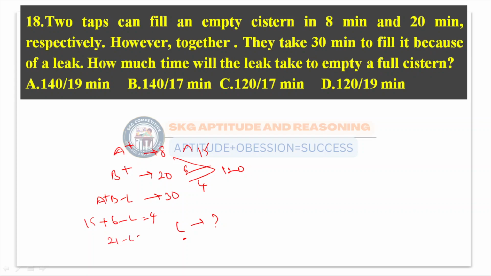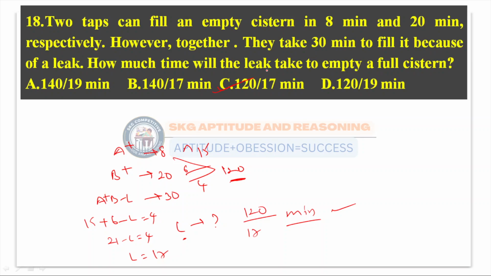So 21 minus L will be equal to 4. So the L value will be 17. The total work it has to complete is 120 units, and the leak efficiency is 17, which is presented in option C. So the leak will empty the tank in 120 by 17 minutes. This was the direct answer. We are getting it in option C.